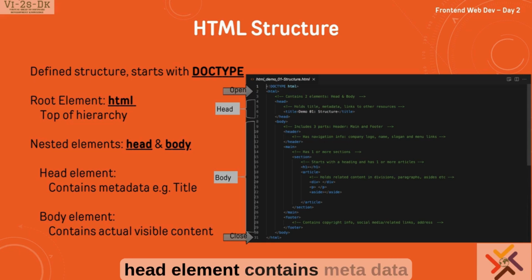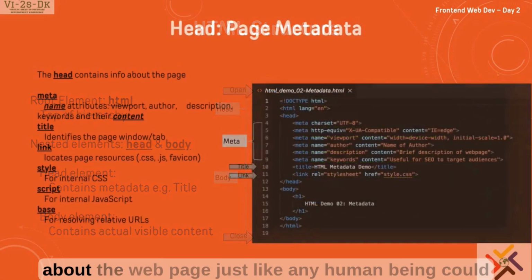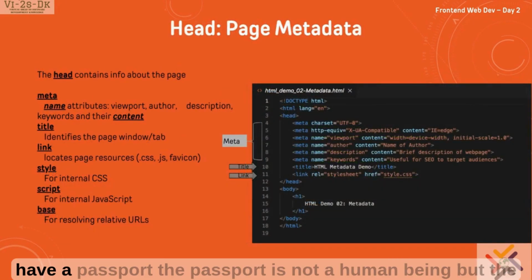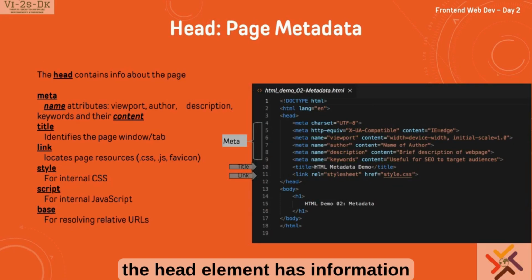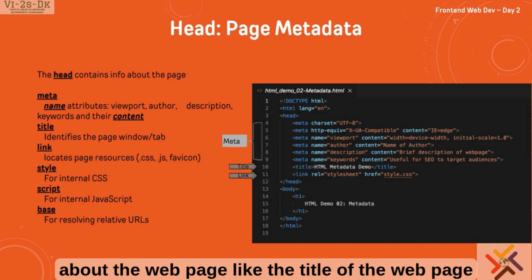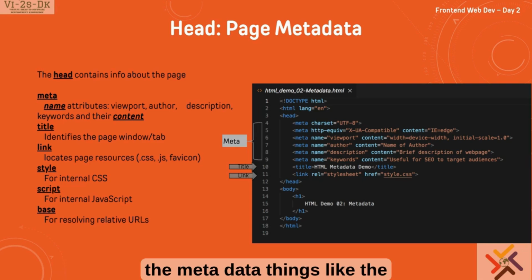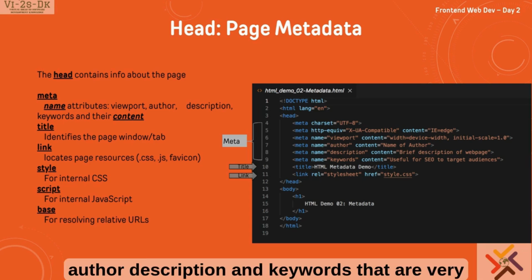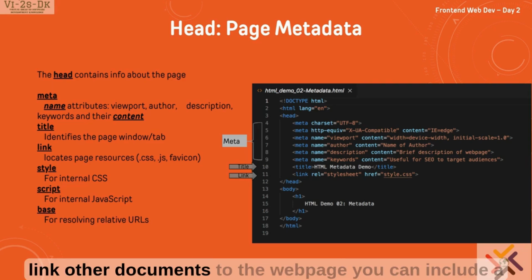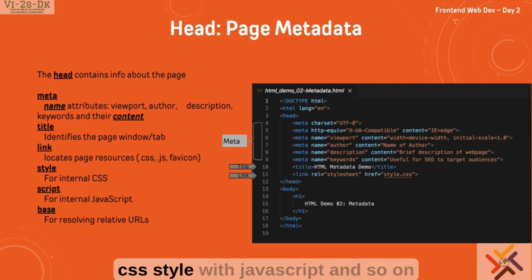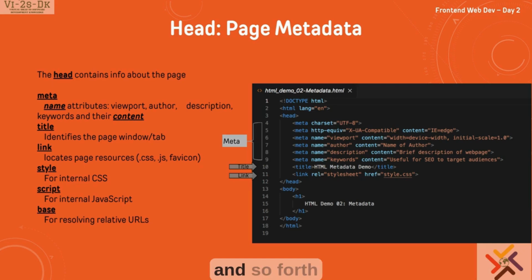The head element contains metadata about the web page, just like any human being could have a passport. The passport is not a human being, but the passport has information about the human being. So the head element has information about the web page, like the title. The metadata includes things like the author, description, and keywords that are very useful for search engine optimization. You can also link other documents to the web page. You can include the CSS style, the JavaScript, and so on and so forth.